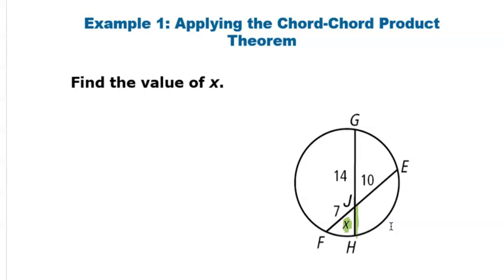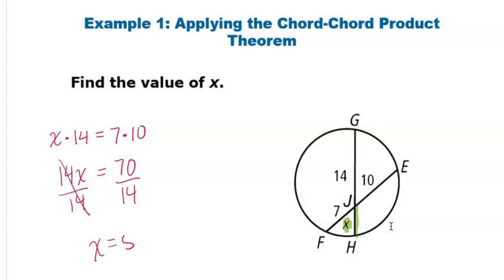Okay, so x times 14, the product of x and 14 should equal the product of the other two, 7 and 10. And notice 7 and 10 are part of the same chord, and 14 and x are part of the same chord. Okay, so let's simplify this. 14x is equal to the product of 7 and 10. We divide by 14 on both sides, and we get that x is equal to 5.